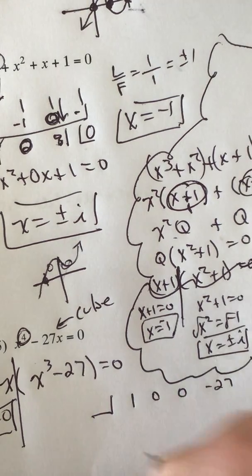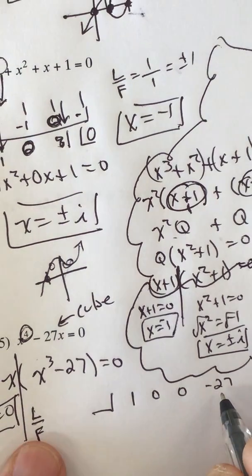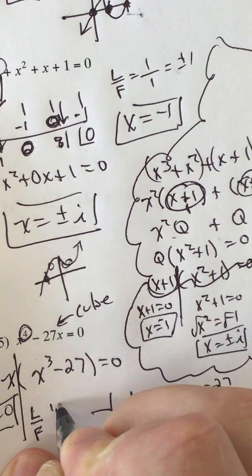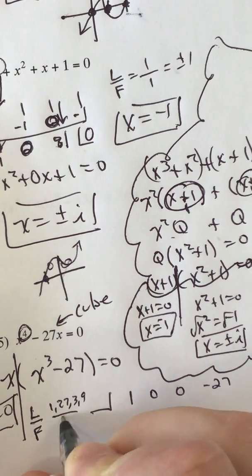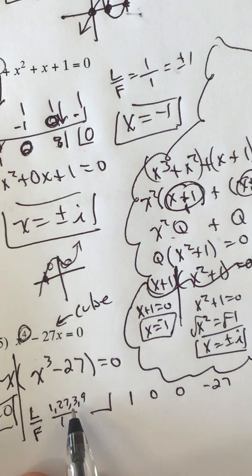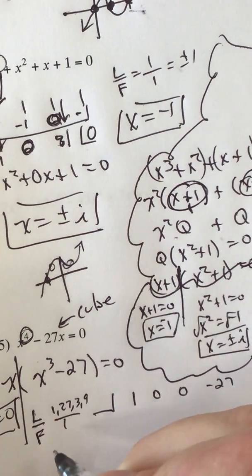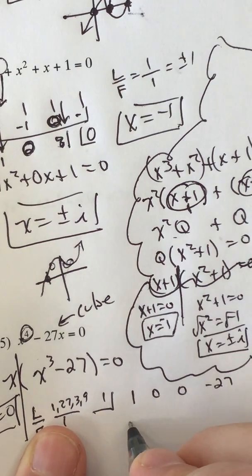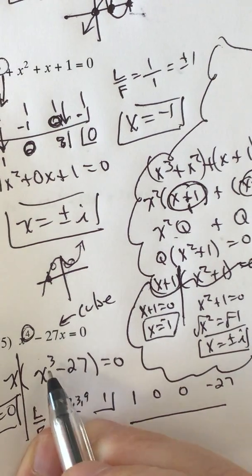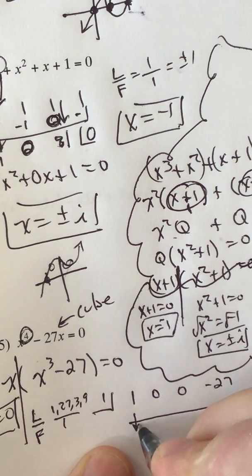Okay, well, the only possibilities are last over first. So the factors of 27 are 1 times 27 and 3 times 9, and the factors of the first are just 1. So it's either going to be 1, 3, 9, or 27, and then also the negatives. So there's 8 possibilities. Of course, I would try 1. I only have to find one of them because this is a third, and if I can find one of them, I can use the quadratic formula for the others.